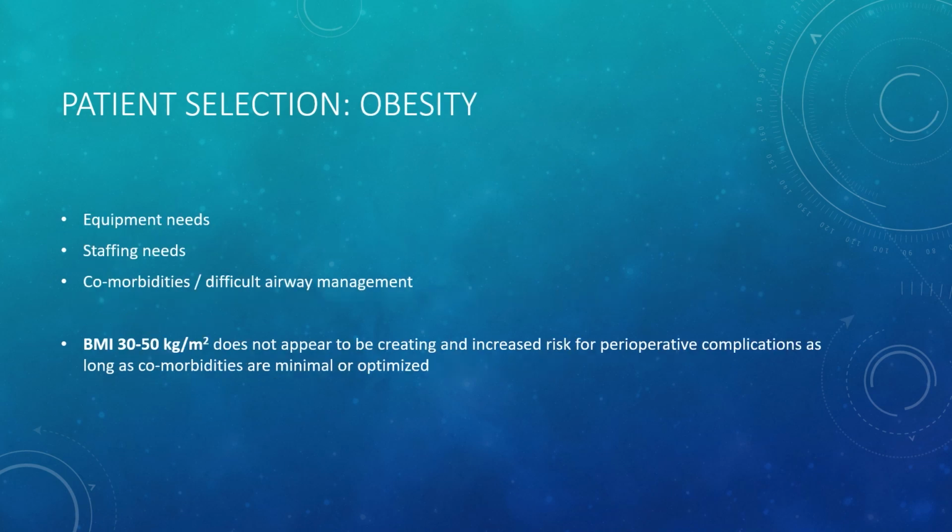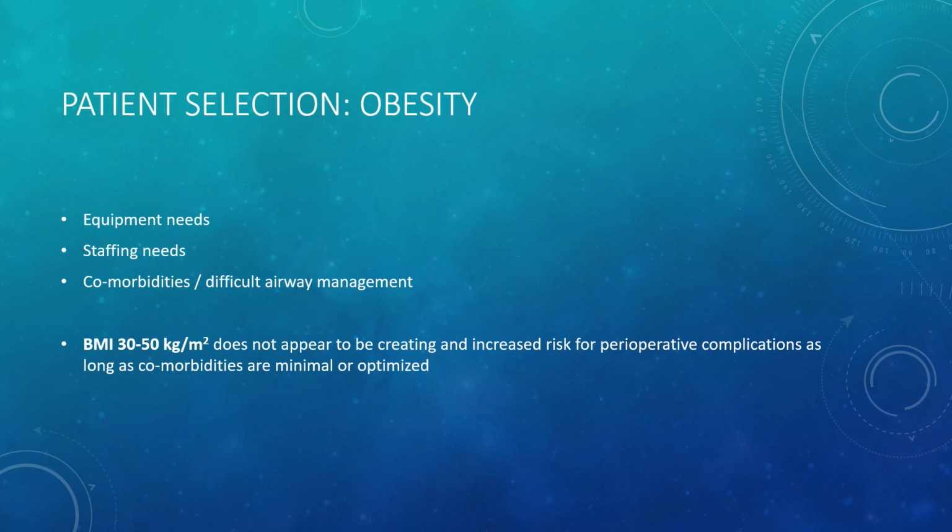Obesity, also a very common cohort which will be presented to you for ambulatory surgery. There's an extra level of complexity, not only because of the body weight, but also the more or less diagnosed comorbidities and the difficult airway management. But the surgery center has to really look at the bigger picture, from equipment needs and staffing needs, in addition to comorbidities and difficult airway management.